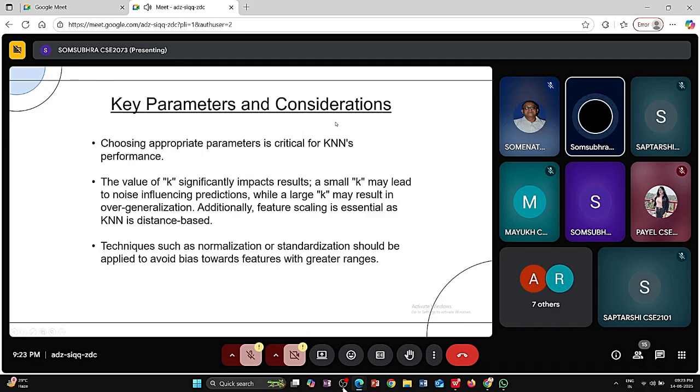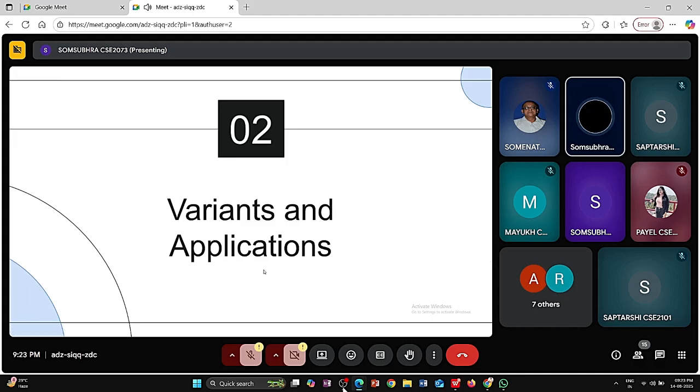Some key parameters and considerations. So we have to choose the K value in such a way that we don't get noise or overfit the data, or overgeneralize the data, or maybe underfit the data. So that's why feature scaling is essential in KNN, and we also use techniques like normalization and standardization to avoid bias in the data. So next, variants and applications.